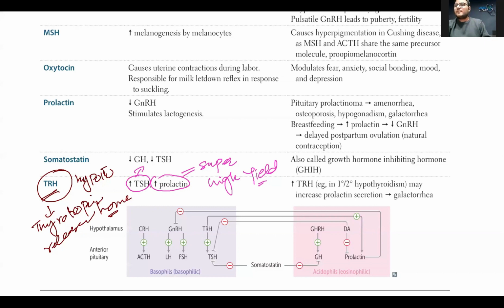Is that clear? So I will repeat here. Hypothyroidism, either primary or secondary, increases thyrotropin releasing hormone. And this thyrotropin releasing hormone causes more thyroid stimulating hormone and more prolactin. Is that clear? Okay, I repeat, super high yield question, very relatable.